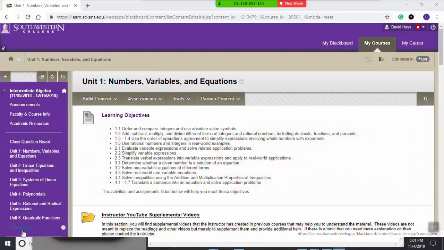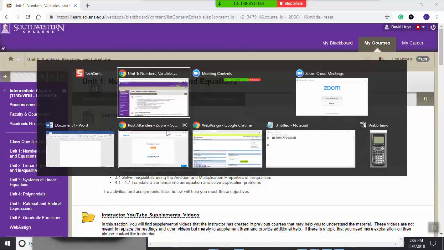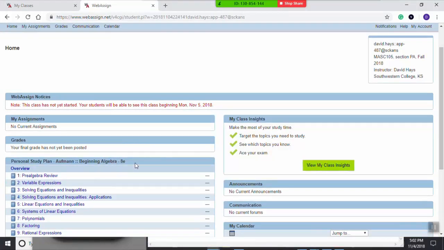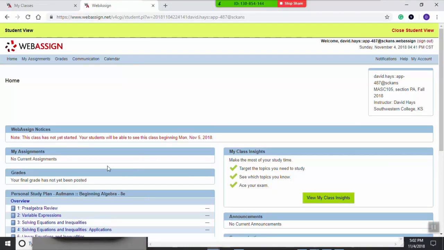The link for WebAssign is right here. You should have access to that on Monday. Now, once you get in, since I can't view it myself, I'm just going to have to refer to it. You'll see the assignments on here that you're to do. And I'll put out another video either Monday or Tuesday on some more details on that.